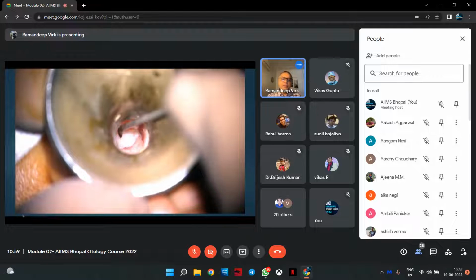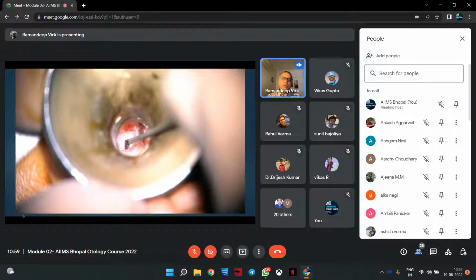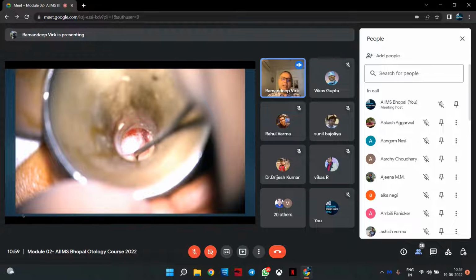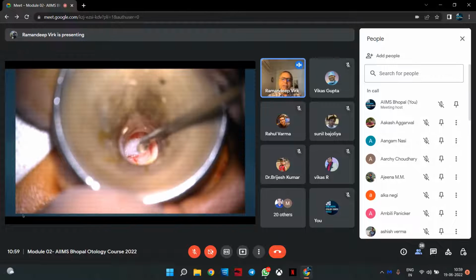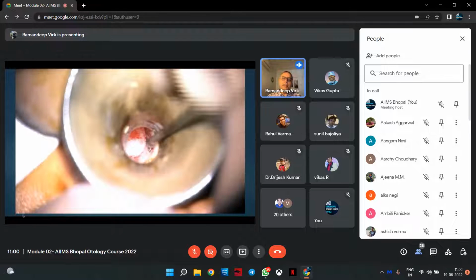For the incision, this is the left ear we are operating. I make a radial incision outwards rather than that typical C-shaped incision. And then I join it with a circular knife and take it superiorly.